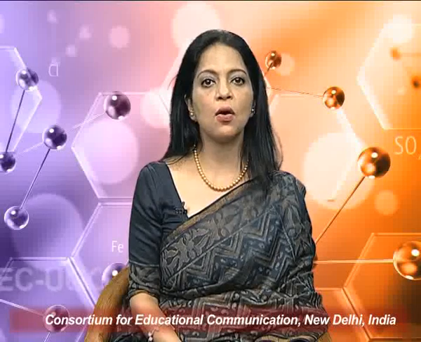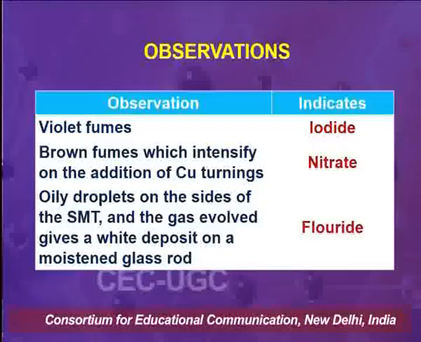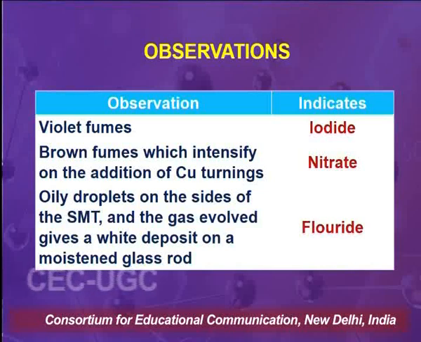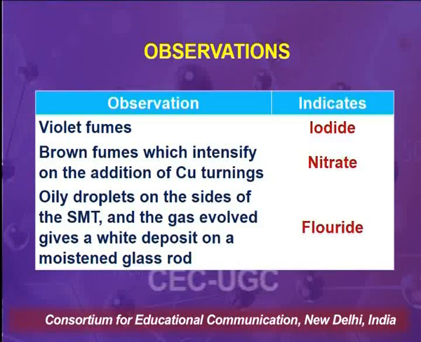Next, if oily droplets are observed on the sides of the semi-micro test tube, and the gas evolved gives a white deposit on a moistened glass rod which is put on the mouth of the test tube while the gas is being evolved, it indicates fluoride ions in the mixture.